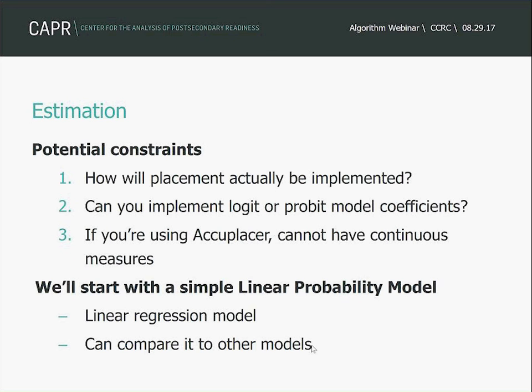Now let's compare it to this model that's more constrained, what we can actually implement. Does it place students differently? I think that's one good benchmark to think about when doing placement under these sorts of constraints. Any questions about this simple setup?